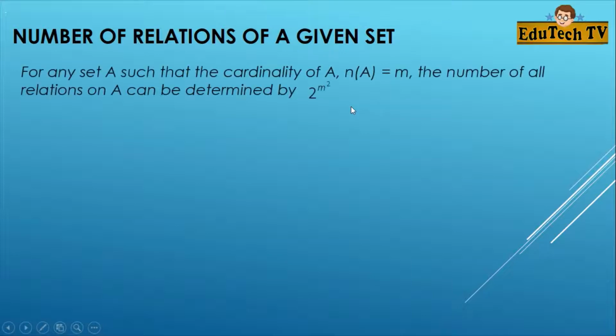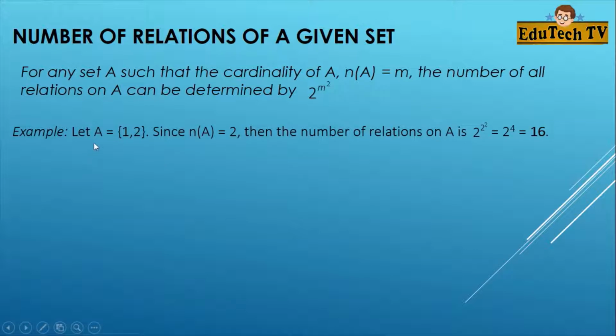Now we have a formula here that for any set A such that the cardinality of that set is M, then the number of all relations on A can be determined by this formula, 2 raised to M raised to 2. Remember, makukuha lang natin yung number of relations kapag yung set ang given.